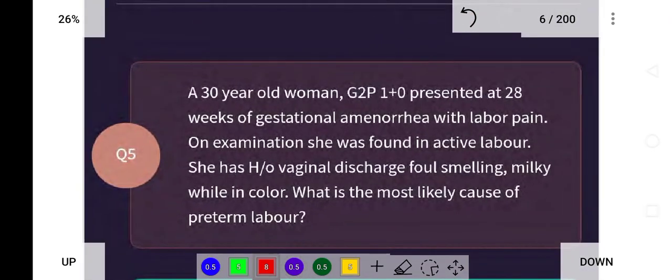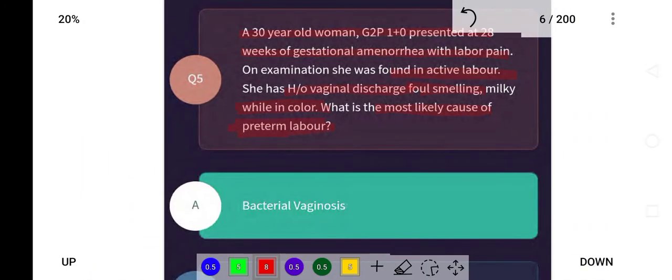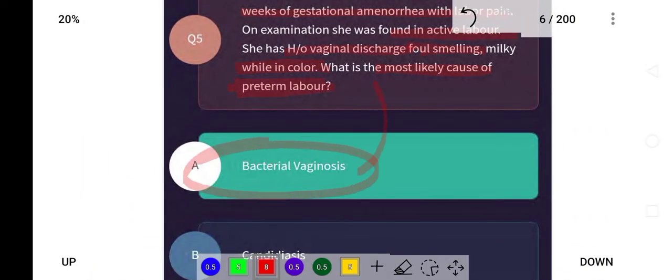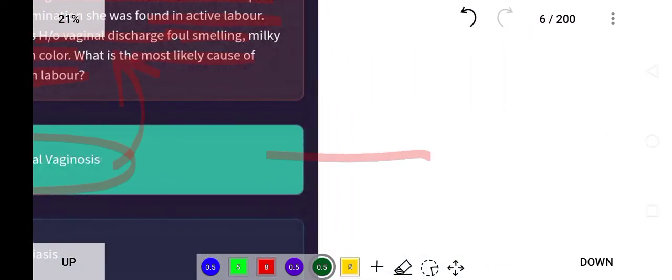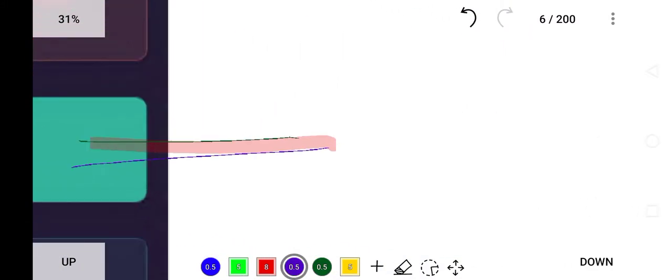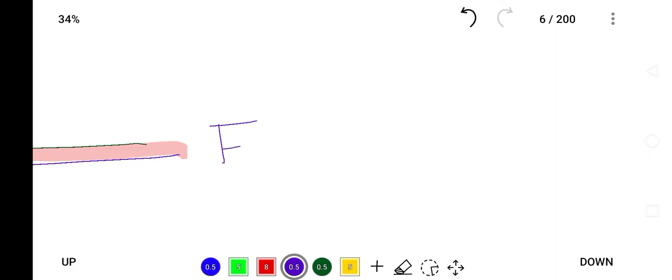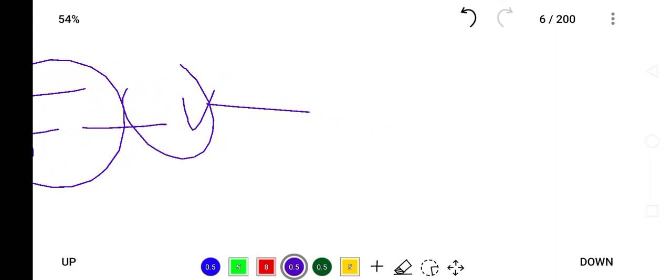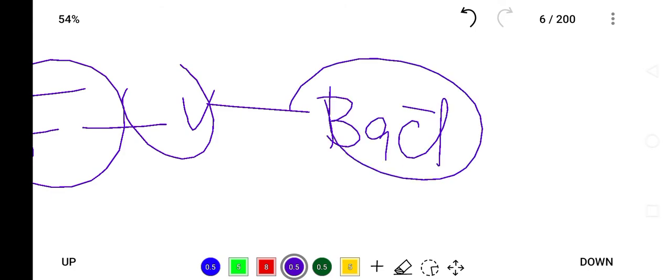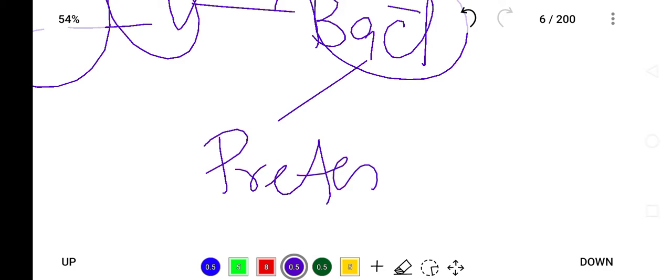Another question is, a 30-year-old woman, gravida 2, para 1, present at 28 weeks of gestation with amenorrhea, labor pain. On examination, she is found in active labor, history of vaginal discharge, foul smelling, milky white in color. Now, what will be the cause of preterm labor in this patient? Preterm labor cause will be bacterial vaginosis, because there is foul smell discharge out of vagina. So foul smell discharge of vagina will indicate the bacterial vaginosis, and that will lead to preterm labor.